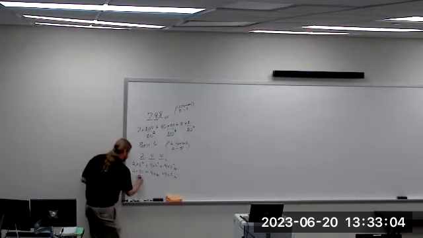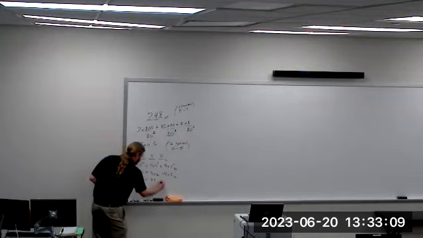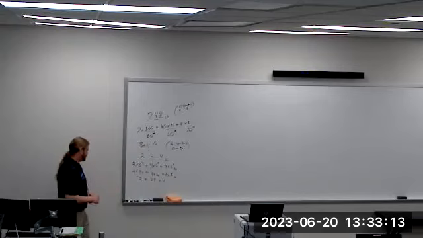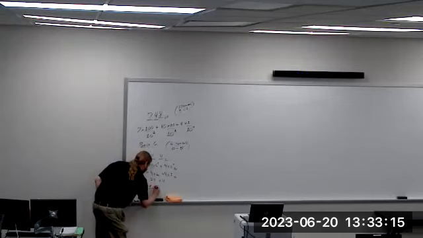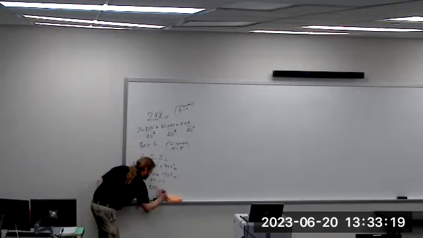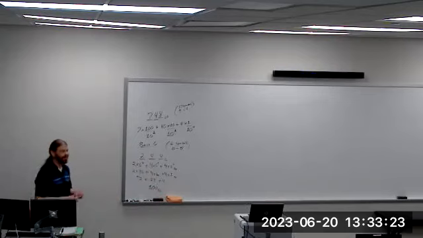So 2 times 36 is 72, plus 24, plus 4. What is that? 96, 100. So that is 244 in base 6, is how we would write the number 100 that we're familiar with.